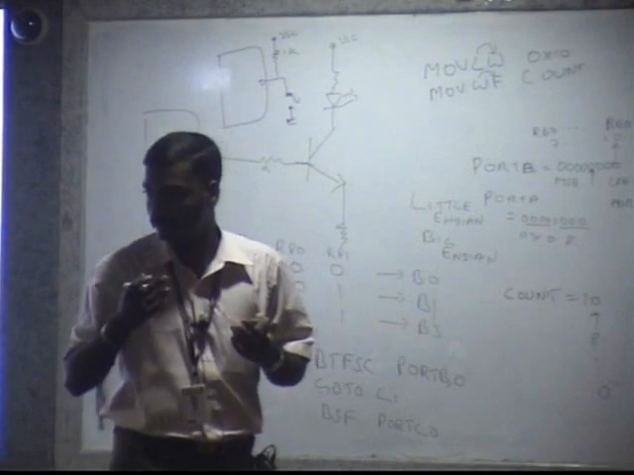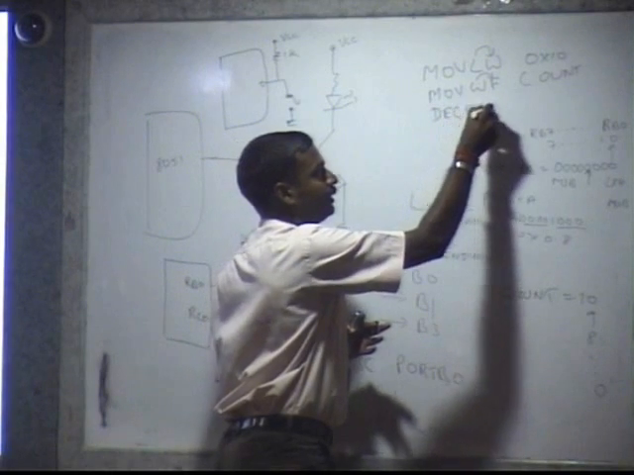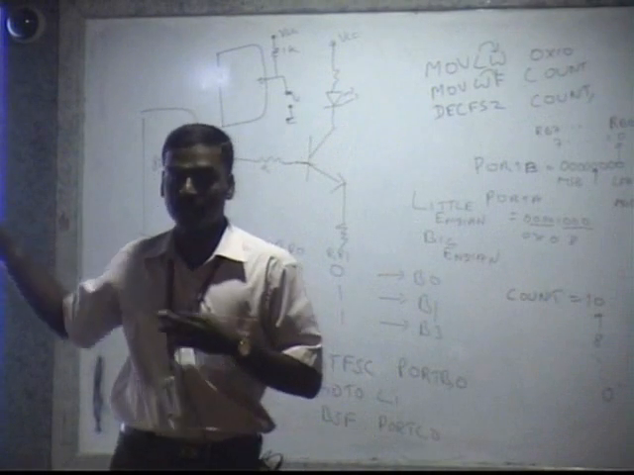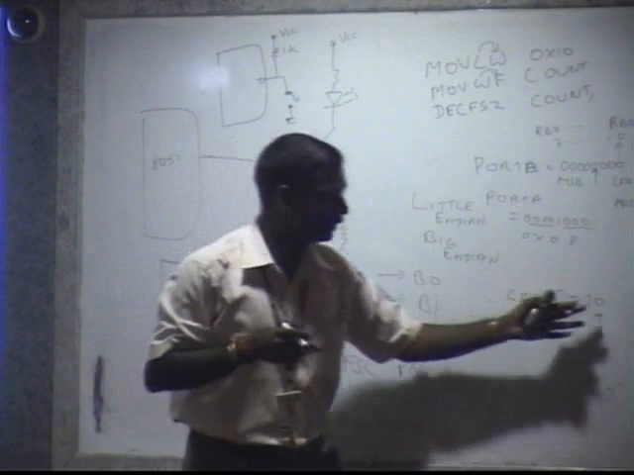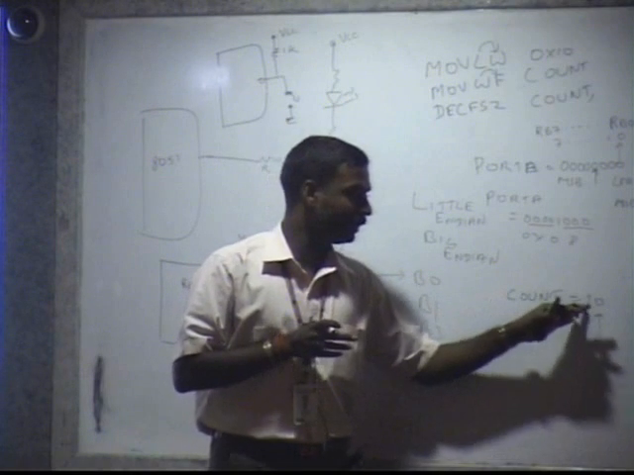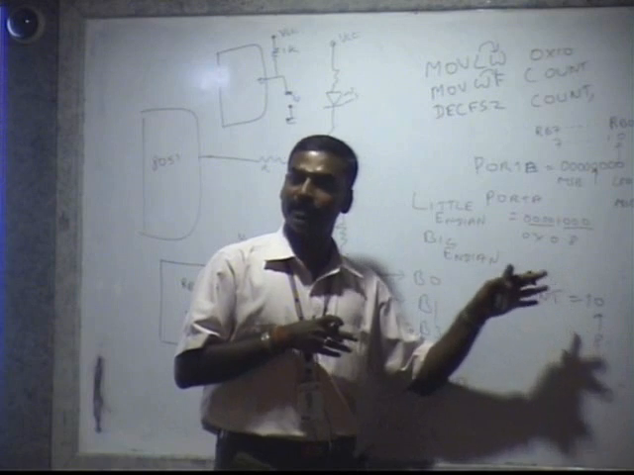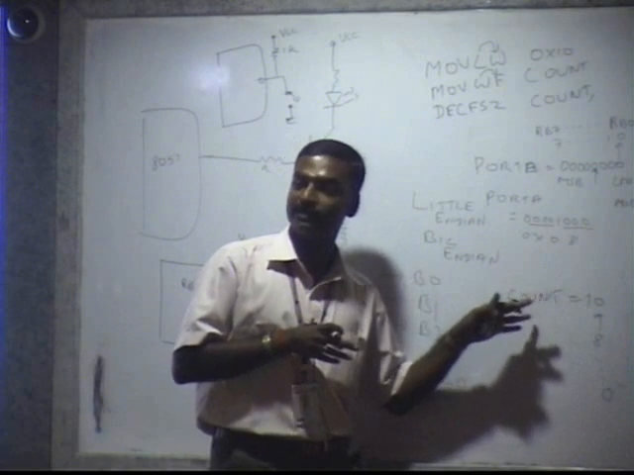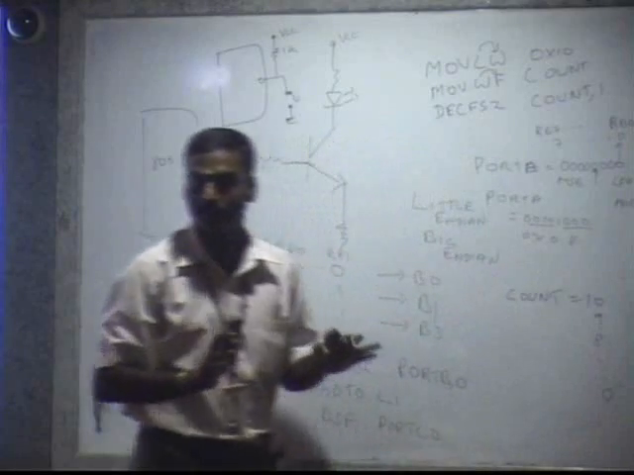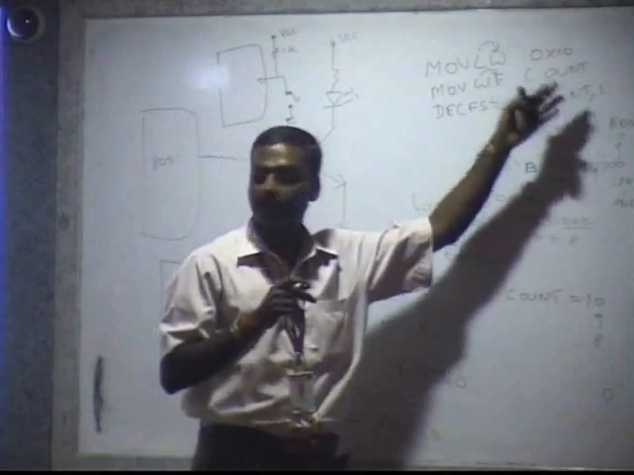Now I need to start decrementing and check whether it is 0. So how will I write? DECFSZ file register comma destination. Why are you giving a destination? Because after decrementing the count, you need to store the result back. You can write it into two locations: the work register or this register. For implementing a delay loop, we need to write back into this register only. Then only can I again decrement that value. So we give destination as 1. The content of count will be decremented by 1 and stored back to that register itself.